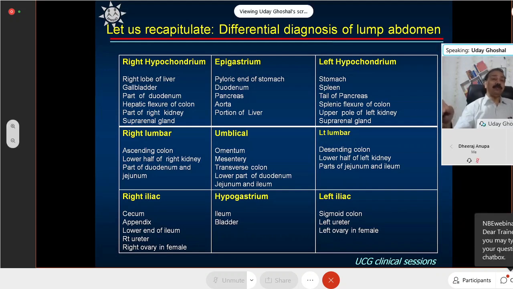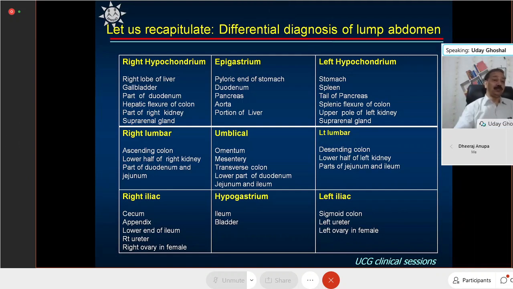Okay, right lumbar region: ascending colon, lower half of the right kidney, part of the duodenum and jejunum. Right iliac fossa: what could be the lump arising in the right iliac fossa? Like our patient, cecum, appendix, lower end of the ileum, right ureter, right ovary in female. You see how important it is that when I was teaching you, I even forgot to mention right ureter.